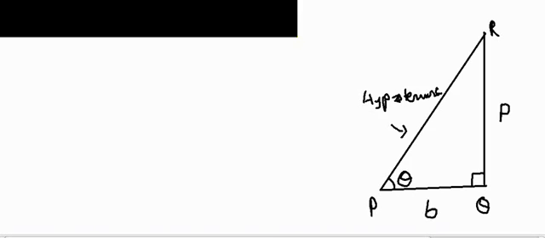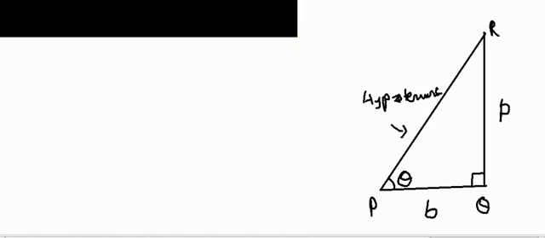Let me take a smaller p here because we already have a P for the triangle's vertex. I'm taking this as p, perpendicular. This is my base, and here I'm taking hypotenuse. Alright, so we have 3 sides to it.